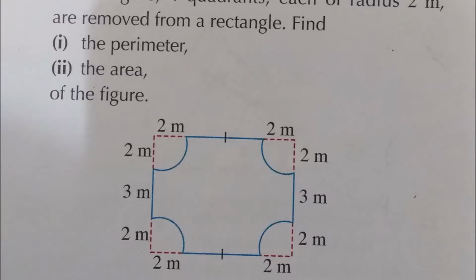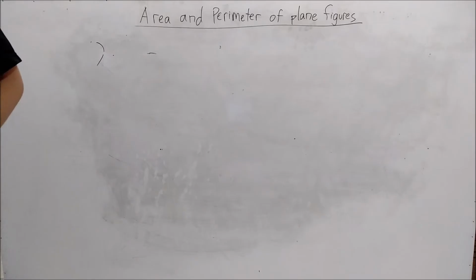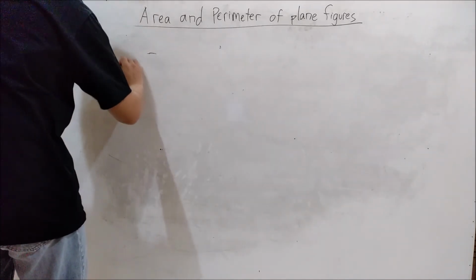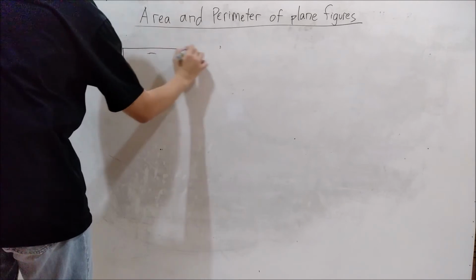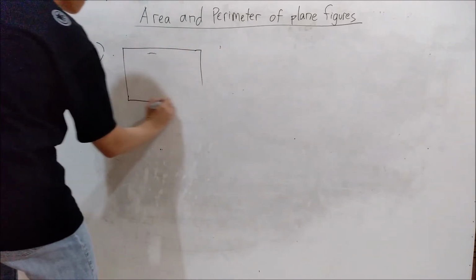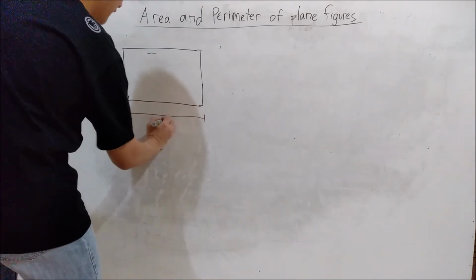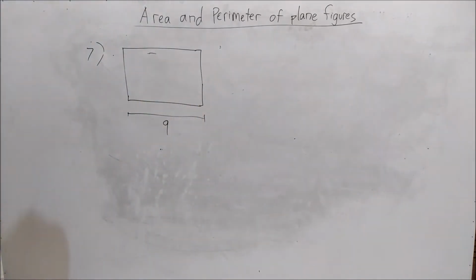So, in the figure, 4 quadrants, each of radius 2 meters, are removed from a rectangle. Find 1, the perimeter, 2, the area of the figure. So, we had this rectangle. The length of the rectangle is 9. That is given in the question.